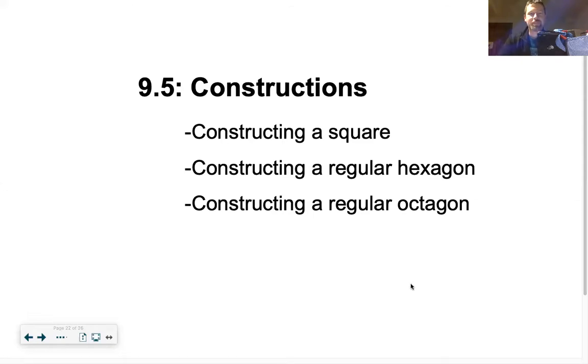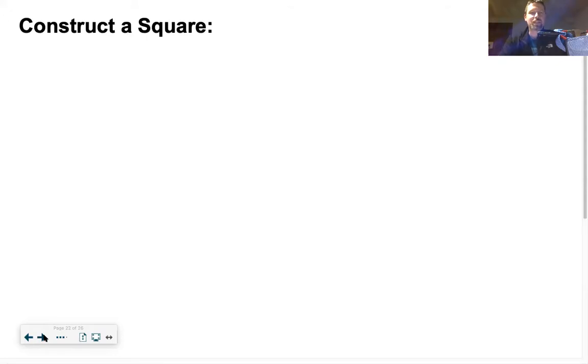Hello, welcome back. 9.5 constructions. I'm here with my handy dandy homemade document camera so I can show you the constructions. We're going to be constructing a square, a regular hexagon, and a regular octagon today. First up is how to construct a square.